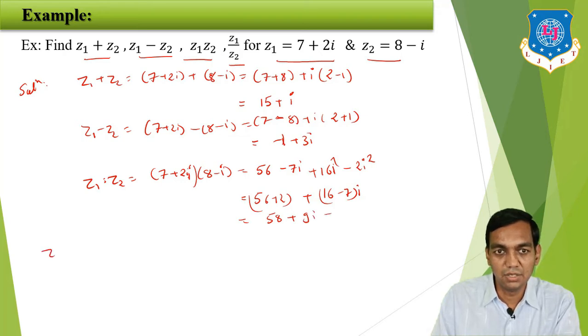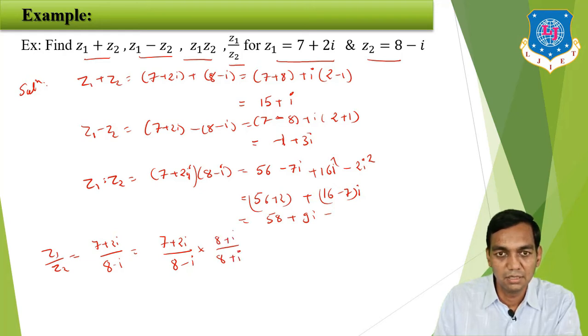And if you have to find out Z1 upon Z2, that is 7 plus 2i divided by 8 minus i, then you have to multiply the denominator with its conjugate. So the conjugate of the denominator is going to be 8 plus i, correct? And if you multiply it, then in the denominator you get 8 square plus 1 square.